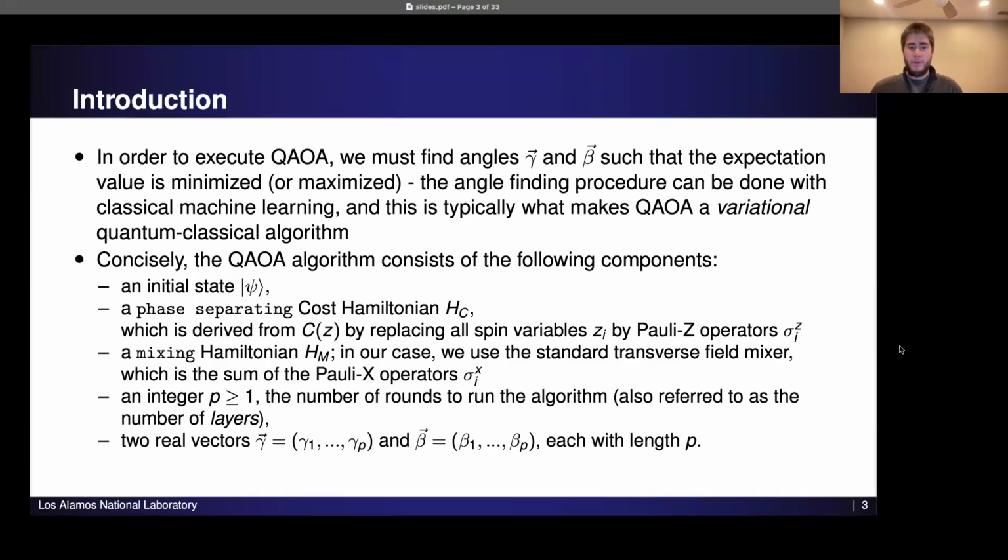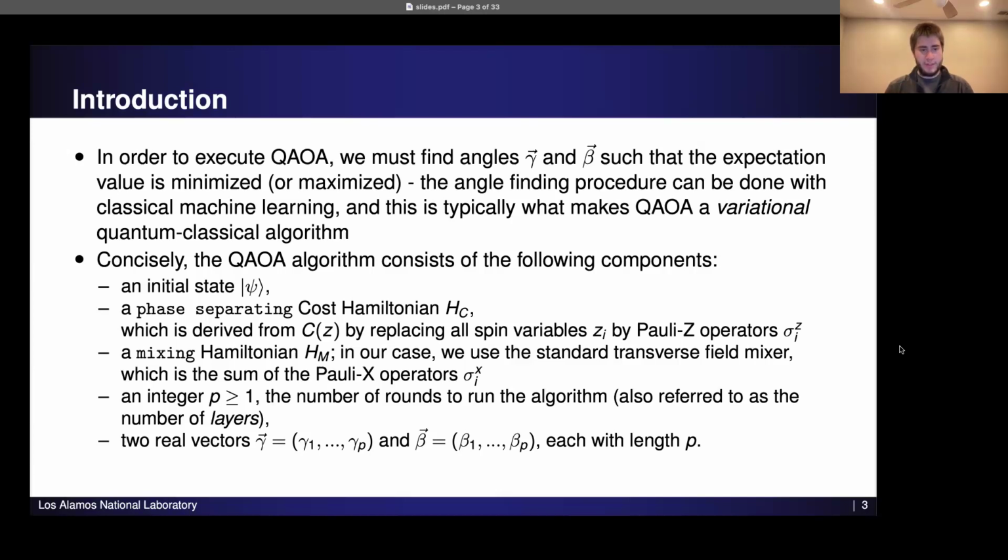Importantly, though, you don't need to do that classical machine learning if you already have good angles. So there's a number of different ways that you can approach this problem of finding what those angles are, right? You can use some knowledge, some physics inspiration, say, from quantum annealing. And here in this study, we're going to be looking at a particular technique for getting good angles called parameter transfer.